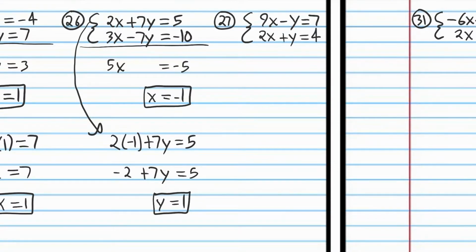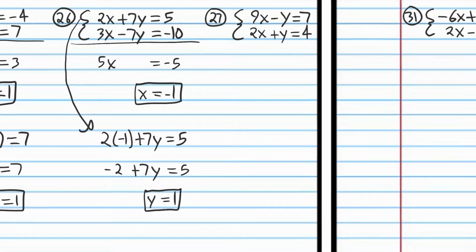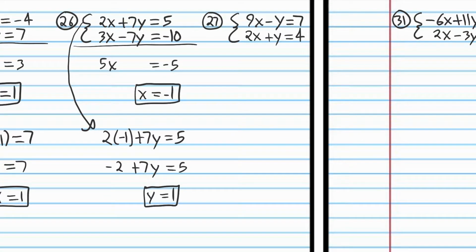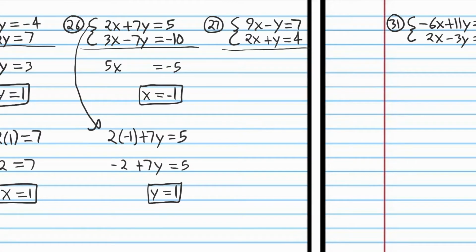Try number 27, and when you come back, we'll do it together. All right, we're back. Write your little line there and add the numbers, and you get 11x is equal to 11x, and we just happen, whoops, not 11x, just 11. Just so happens that x is equal to 1 again. And I'm going to plug in 1 to the bottom equation.